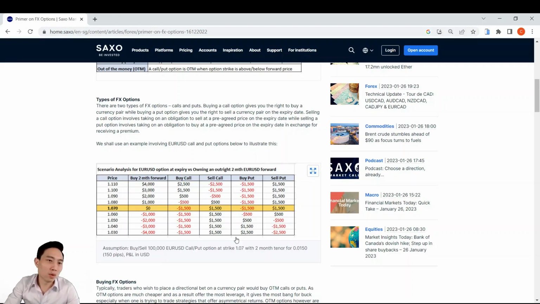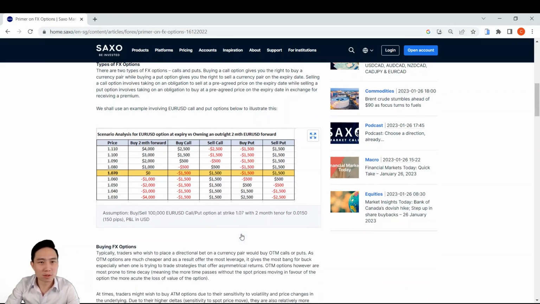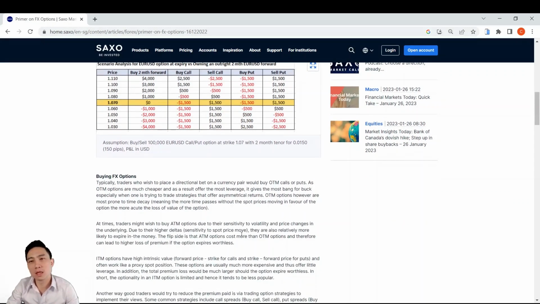So now we will move on to buying FX options. Typically, traders who wish to buy or place a directional bet on a currency pair would buy out of the money options, whether it's calls or puts. As out of the money options are much cheaper and as a result offer the most leverage, it gives the most bang for buck. However, out of the money options are more prone to time decay, as they do not have any intrinsic value and are 100% time value.